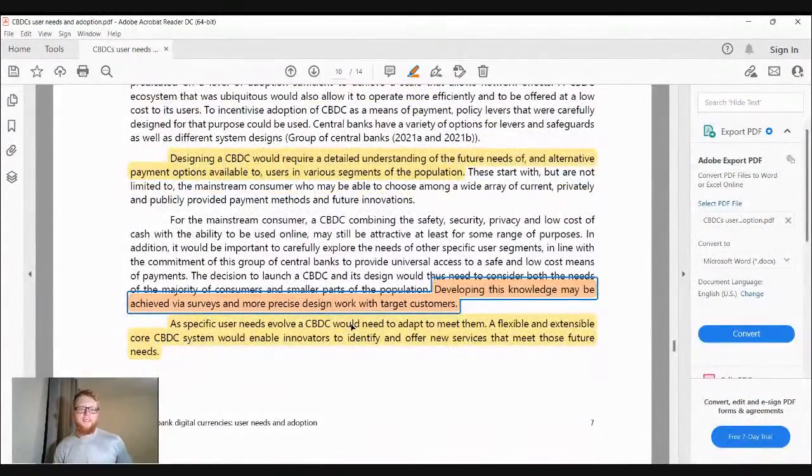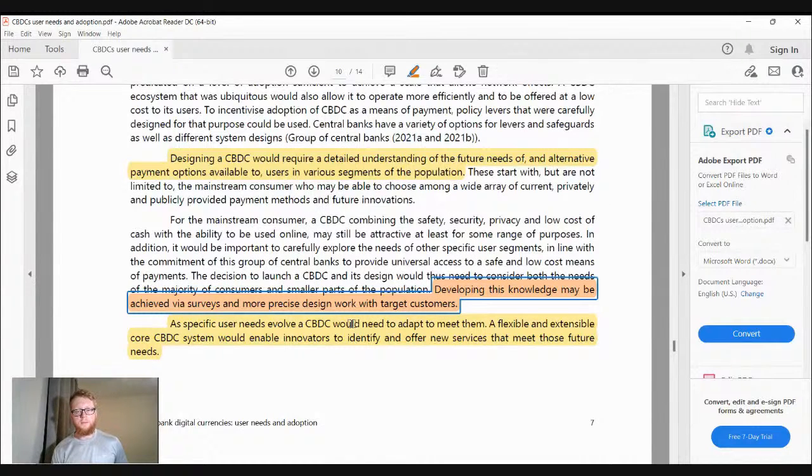So this is where it gets into you. Designing a CBDC would require a detailed understanding of the future needs of, and alternative payment options available to, users in various segments of the population. One of the main selling points for a CBDC is financial inclusion. That's one of the things they use. They also talk about government fiscal transfer payments a little bit as well, setting that aside for the moment, but really getting on the inclusion part.